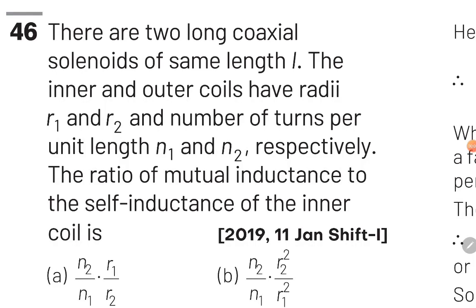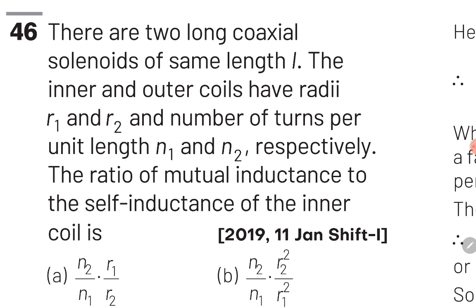Yes, students, the last question of this video is, there are two long coaxial solenoids of same length L. The inner and outer coils have radii R1 and R2 and number of turns per unit length N1 and N2 respectively. The ratio of mutual inductance to self-inductance of the inner coil is.